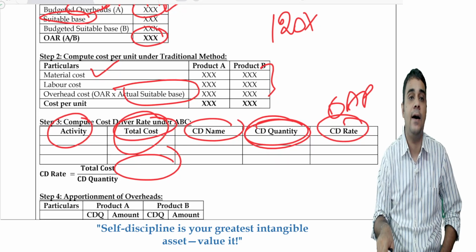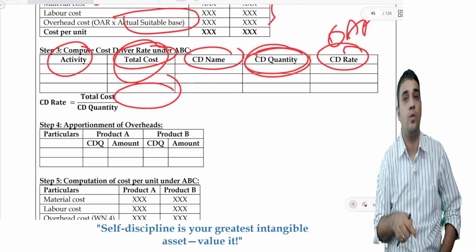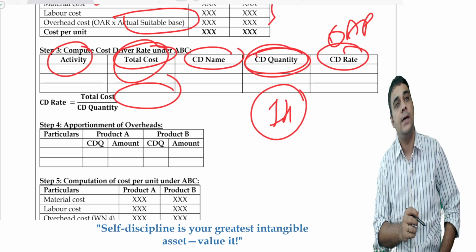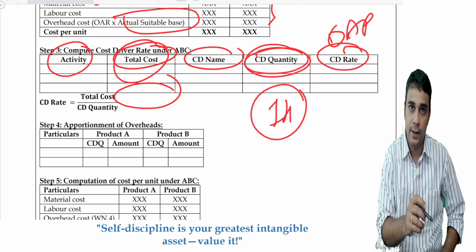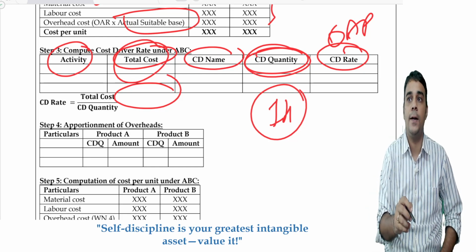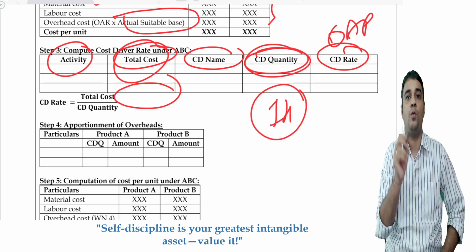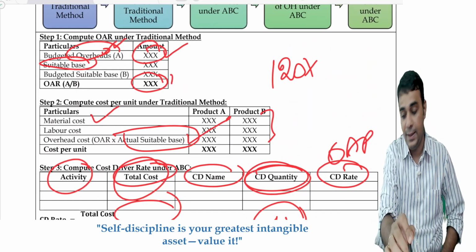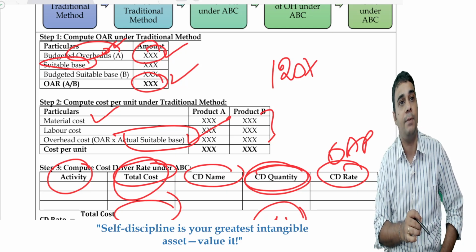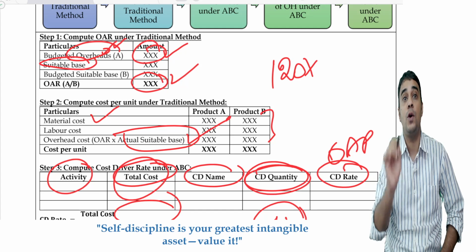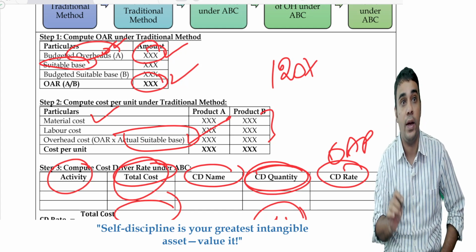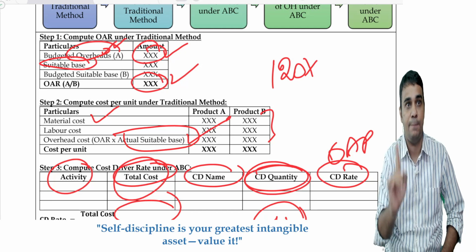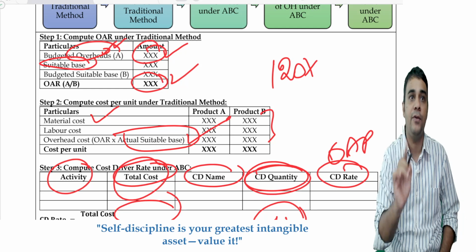For every CDR, you get the CDQ of that product. What is the CDQ of the product? You said inspection hours is the CDQ. How many inspection hours for product A, into the CDR? How many inspection hours for product B, into the CDR? Take the individual product-wise CDQ, multiply with CDR. Individual product-wise labor hours, multiply with the OAR. Individual product-wise machine hours, multiply with the OAR. Individual product-wise raw material quantity, multiply with the OAR. Whichever is the OAR, whichever is the base, write it individually product-wise and multiply with the OAR.